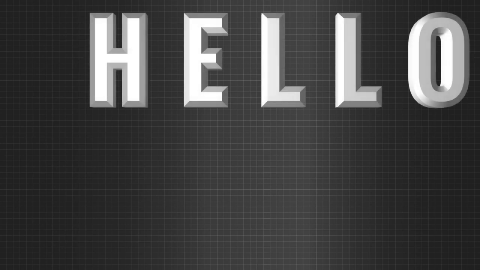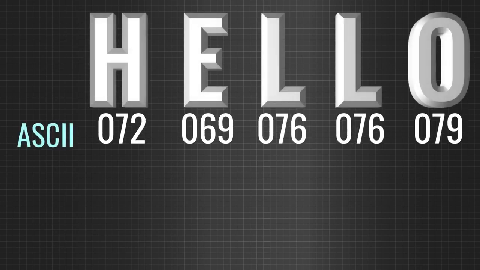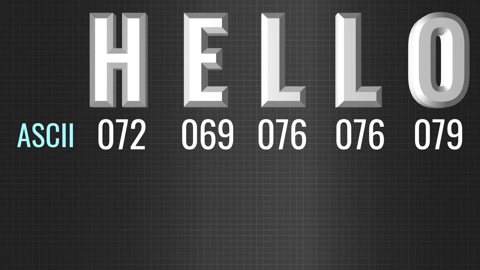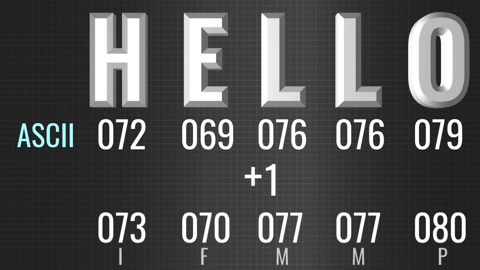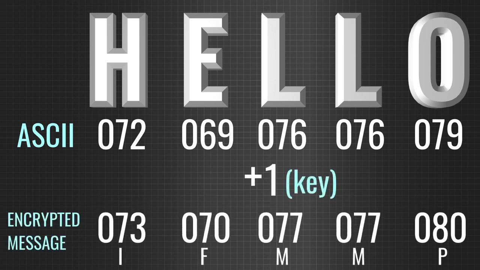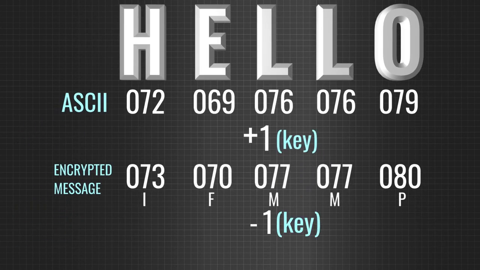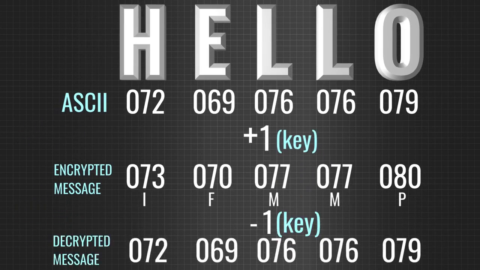Encryption is the process of transforming plain text to ciphertext. In this example, the text message is encrypted by adding one digit. This is the encryption key. Only the receiver, who knows the key, can decrypt the message, and an intruder cannot.